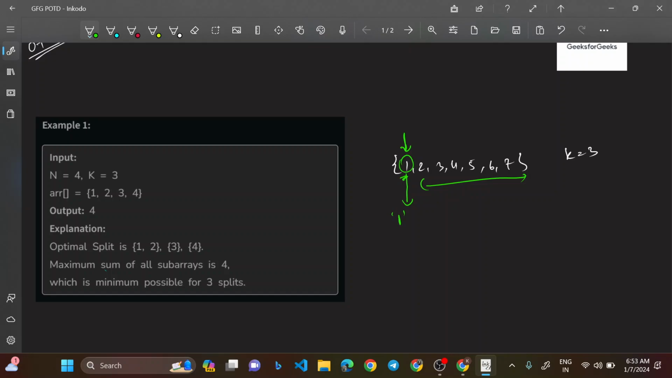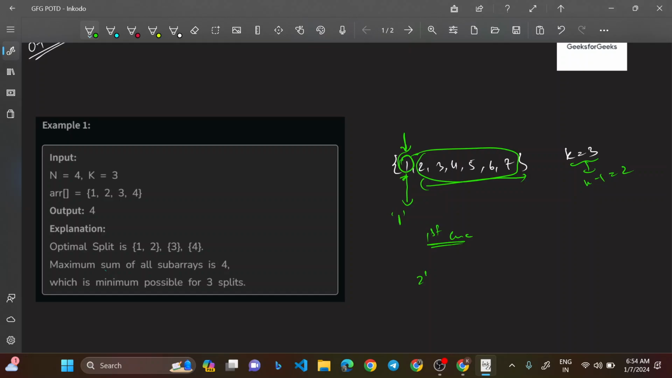So there are two choices. What is the first choice? In the first choice, you'll say okay, this particular one I'll be considering as one subarray. I'll not be including any more elements in this subarray. Only this one will constitute a subarray. And still how many are left? Because you have already formed one subarray, now K minus 1 are left, that is actually equal to 2. So you'll be trying to make two subarrays out of all the remaining elements. This is the first case.